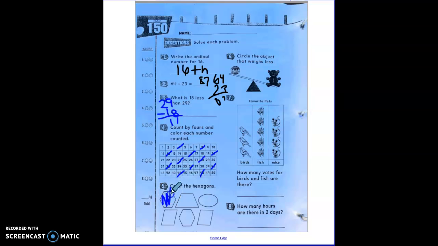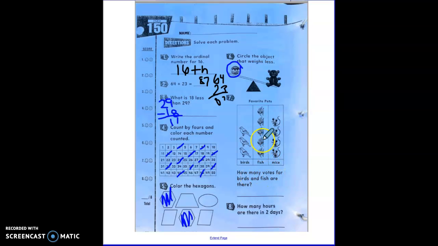This is a hexagon. This is a hexagon. Circle the object that weighs less, so the object that weighs more is going to be lower. So the object that weighs less is going to be higher, because this object's going to push it into the air.